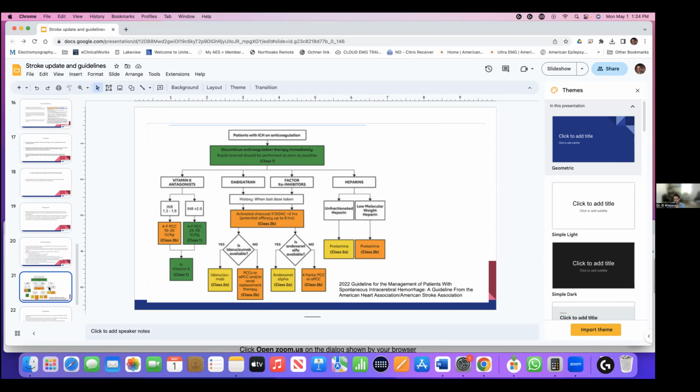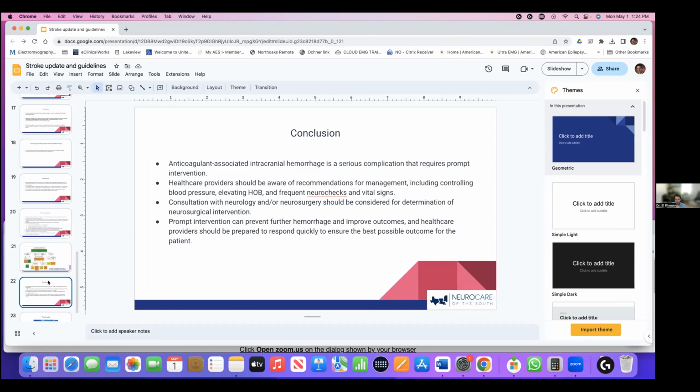Also for heparin, if they are on unfractionated heparin, you can use protamine. It's a class 2A recommendation. And if they are on low molecular weight heparin, you can use protamine as well, but in this case it's a class 2B recommendation. Those are the treatment options that you can use for patients with anticoagulation-related bleeding.